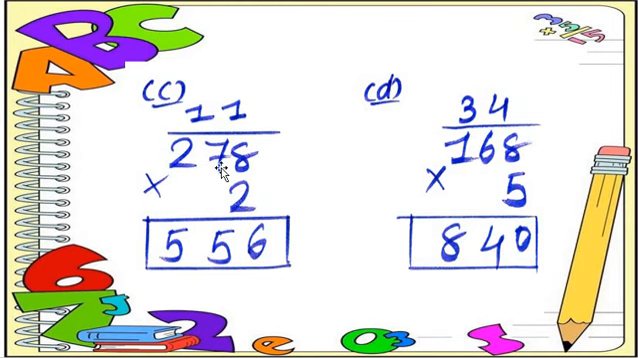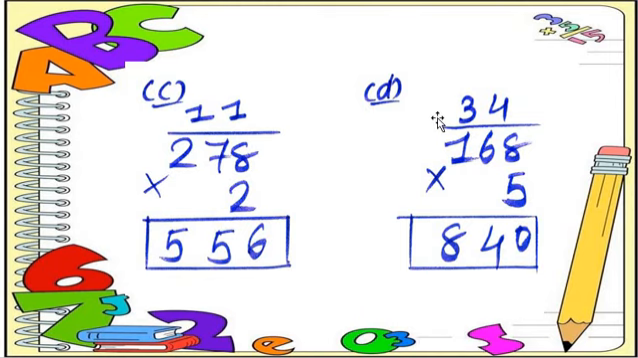Then after that, 2 7s are how many? 14. 14 plus 1, 15. So 5 here and 1 again as a form of carry. Then 2 2s are 4. 4 plus 1 means 5. So the answer is 556. 278 multiply by 2 is equal to 556.